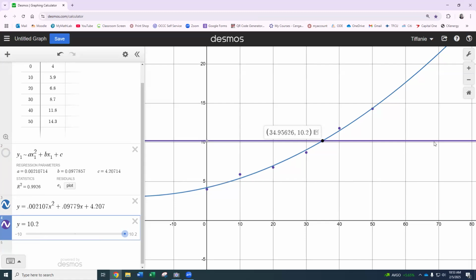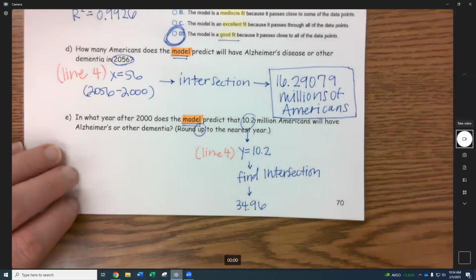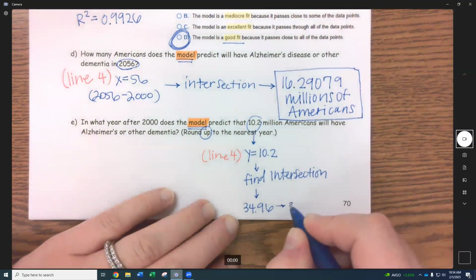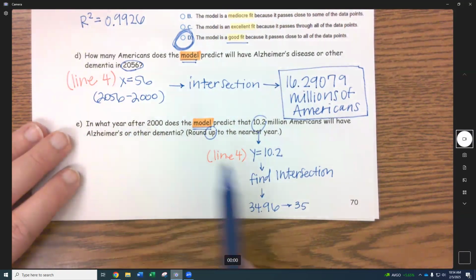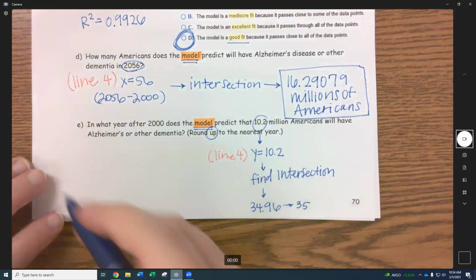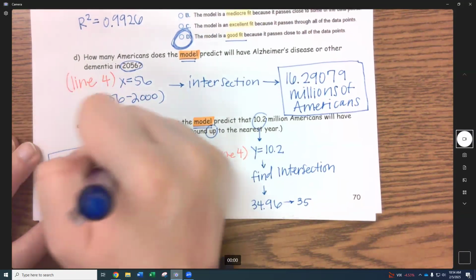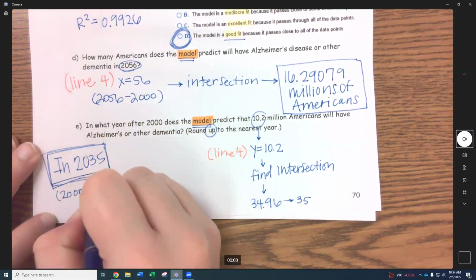So we get 34, I'll say 0.96. Okay, is my X value here. But it tells me to round up to the nearest year. So that will be 35. But it wants to know in what year after 2000. So it's after 35 years, but what year will that be? This will be in 2035. Because that is 2000 plus 35.